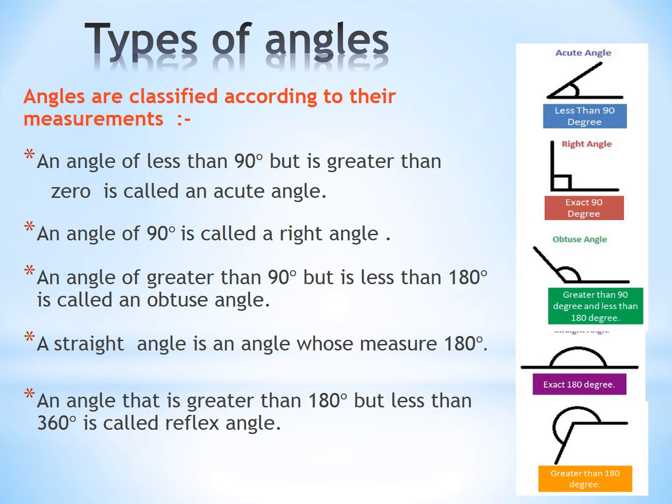Types of angle. Angles are classified according to their measurements. أول حاجة, an angle of less than 90 but greater than 0 is called an acute angle. An angle of 90 is called a right angle. An angle greater than 90 degrees but less than 180 is called an obtuse angle. A straight angle is an angle whose measure is 180 degrees. An angle greater than 180 but less than 360 is called a reflex angle.